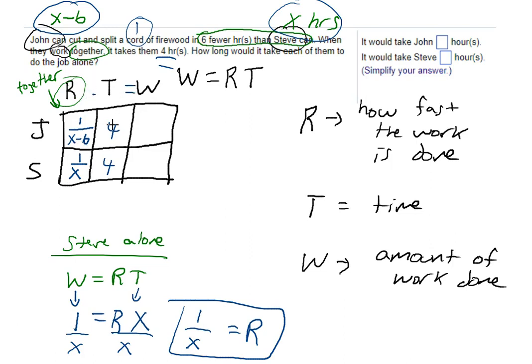Now that I have the first 2 columns filled in, I multiply across to fill in the last column for work, right? So we're going to multiply across. Think of this as 4 over 1. So the 4 is going to go on top. The X minus 6 is going to go on the bottom. Same thing here. Think of this as 4 over 1. The 4 goes on top. The X goes on the bottom. So these expressions represent how much work each person is doing.